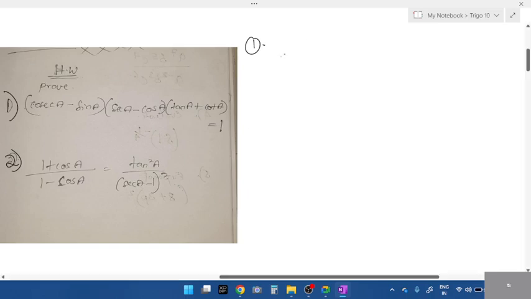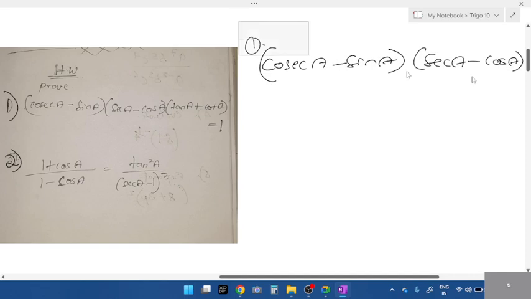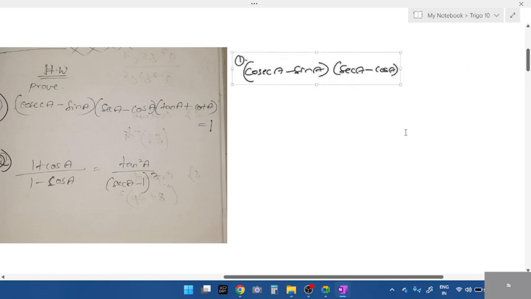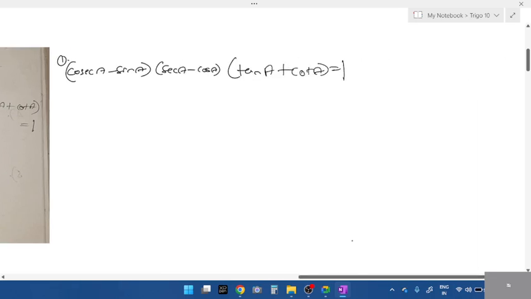Okay, first question. See, this is an easy one, but a very lengthy question. (cosec A minus sin A) into (sec A minus cos A) into (tan A plus cot A) should be equal to 1. Right hand side, we have a number, students. All these values you add and subtract should be equal to 1. So mostly we use only square relation. Remember this, only in square relation you will get 1.